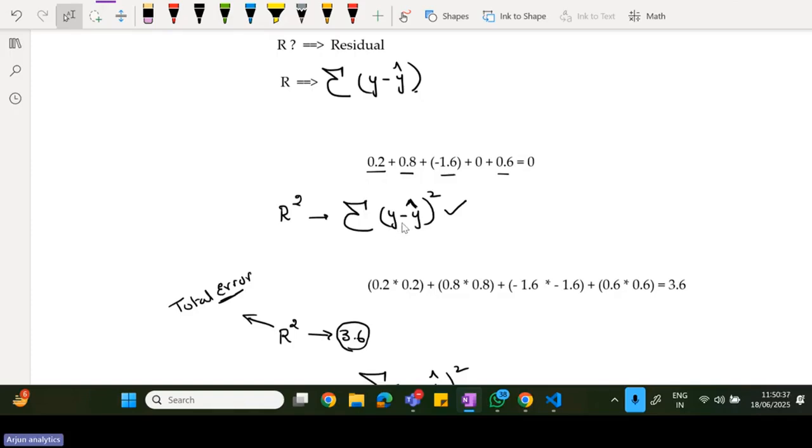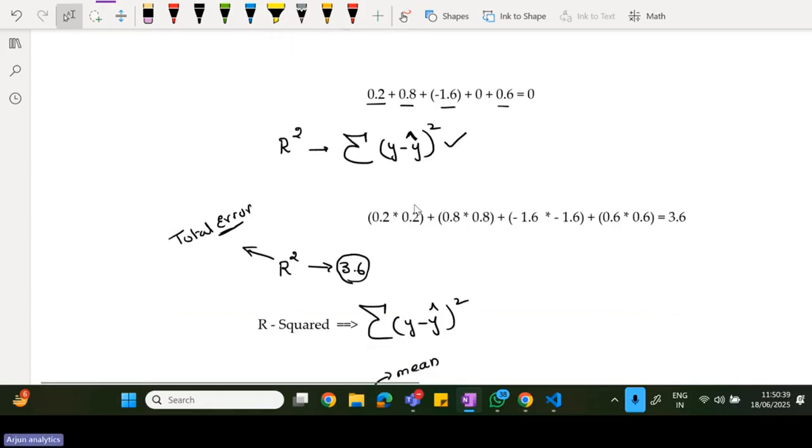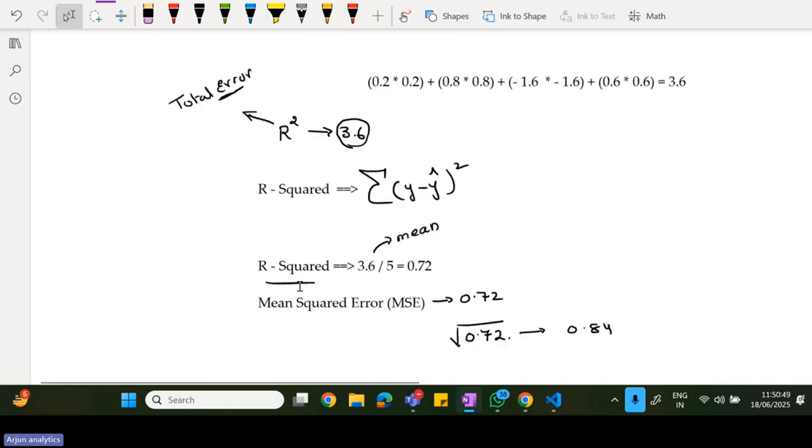Okay, R squared. Now, there is an error detection mechanism. In other words, when I'm saying error detection, error metric, that is an error detection mechanism. After doing the square, I'm getting 3.6. But I want to distribute this equally to all the data points. So I divide it by 5 because we have 5 data points. I got 0.7, right? We are applying the mean, so we call it mean squared error.